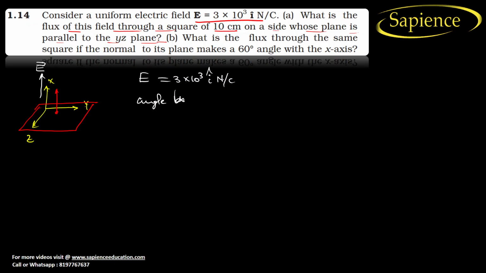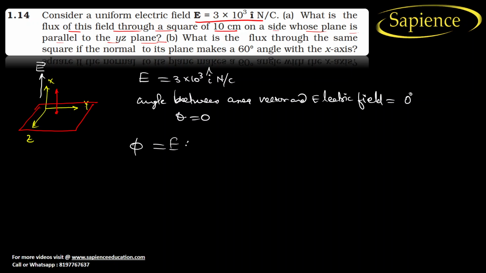the angle between the area vector and the electric field is equal to 0. Theta is equal to 0. So if you want to find out the flux, the formula for flux is equal to EA cos theta. So E is how much? 3 into 10 to the power 3, into the area.